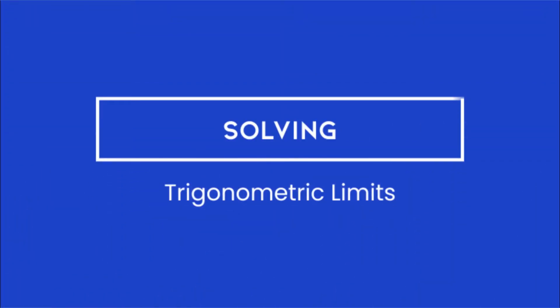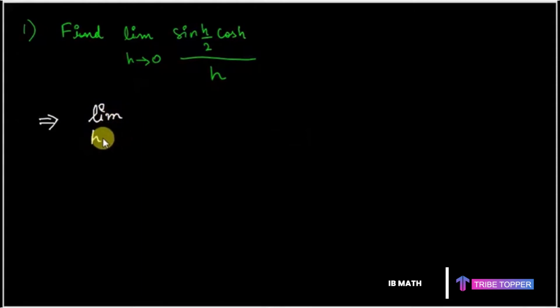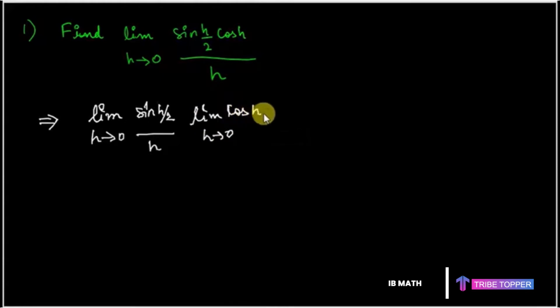And you're watching this video on solving trigonometric limits. Let's see how to solve this question. It says find the limit h tends to 0 for sin h by 2 into cos h upon h. So we know that limit of products can be converted into product of limits. So we can write them separately as limit h tends to 0 sin h by 2 by h times limit h tending to 0 into cos of h, right? So first step is this, you just separate the limits as a product of two limits.